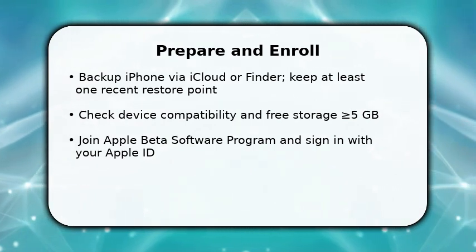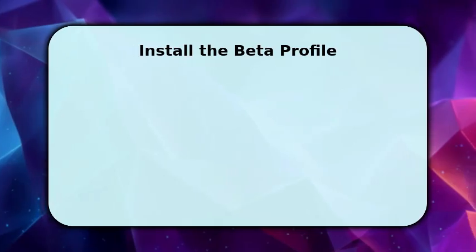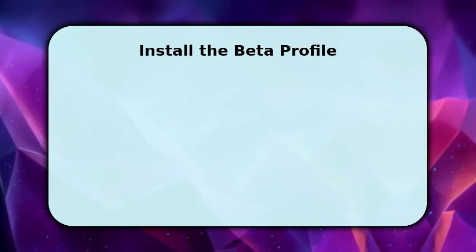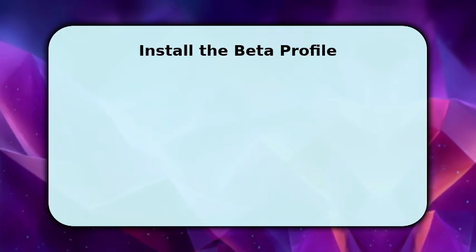Now you download and install the beta profile while signed into the beta program. This tells your iPhone to receive pre-release updates. After tapping the downloaded profile, go to Settings, General, Profile to complete installation and accept prompts. Restart if requested to apply changes.